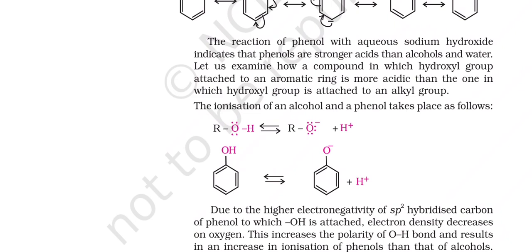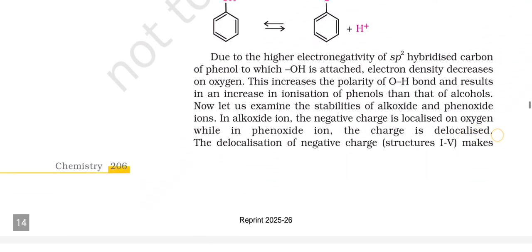Let us examine how a compound in which the hydroxyl group is attached to an aromatic ring is more acidic than one in which the hydroxyl group is attached to an alkyl group. The ionization of an alcohol and a phenol takes place as follows. Due to the higher electronegativity of the sp2 hybridized carbon of phenol to which OH is attached, electron density decreases on oxygen. This increases the polarity of the O-H bond and results in an increase in the ionization of phenols compared to that of alcohols.